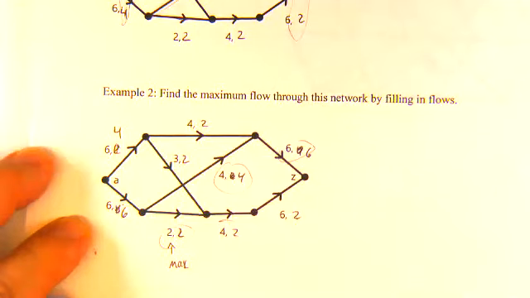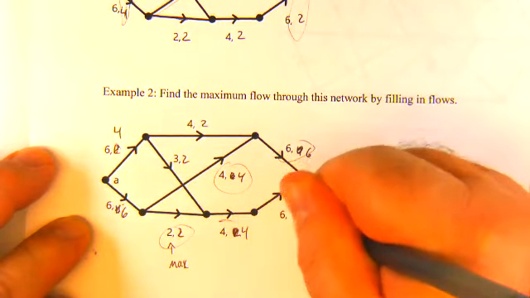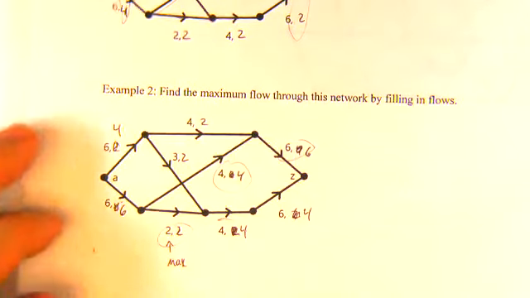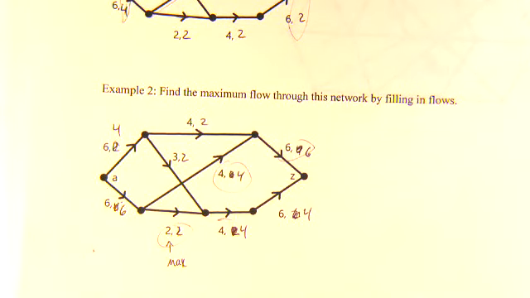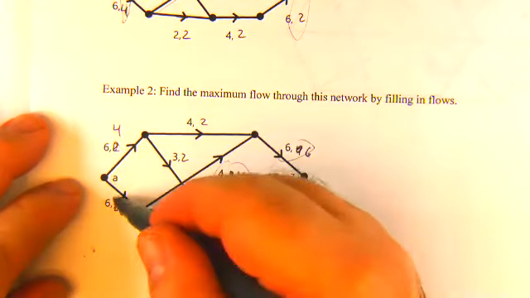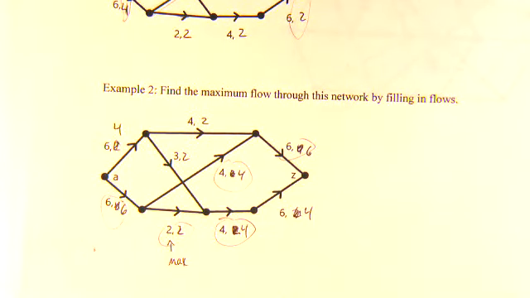I can put 2 through there. Then I can put 2 through here. Oops, 2 more through here. That makes that 4. And then 2 more through there. That makes that 4. 10 in, 10 out. Can I fill in any more? Well, this is full. That's full.